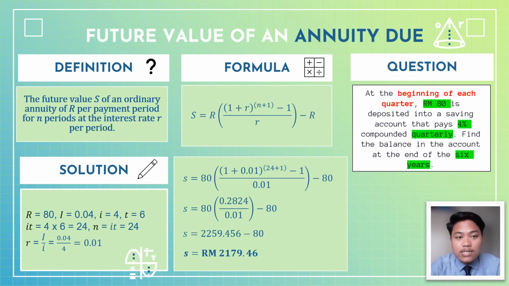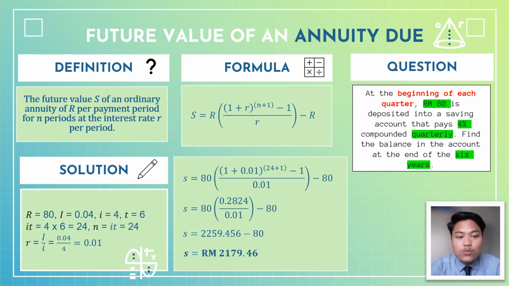The example question for the future value of an annuity due is: at the beginning of each quarter, beginning here meaning this is the annuity due, RM 80 is deposited into a savings account that pays 4% compounded quarterly. Find the balance in the account at the end of the 6 years.